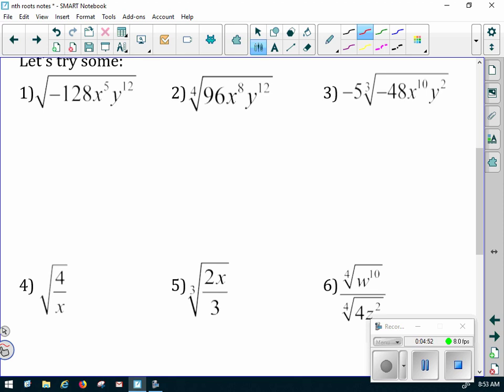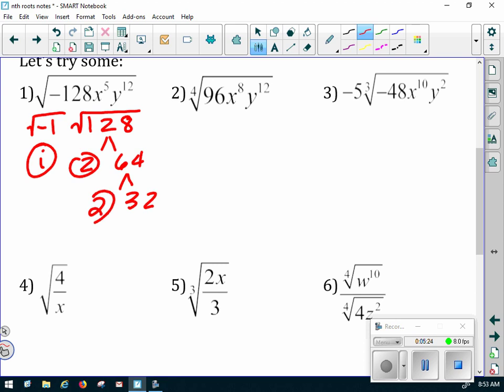All right, now look, what root is number 1? What root? What's the address of the house? Square root. Oh, the square root of a negative. So let's think about that part as the square root of negative 1 times the square root of 128. Okay? Square root of negative 1 is i, so we know we're going to have an i in our answer. Now, if you need to, just look off your notes. Square root of 128.